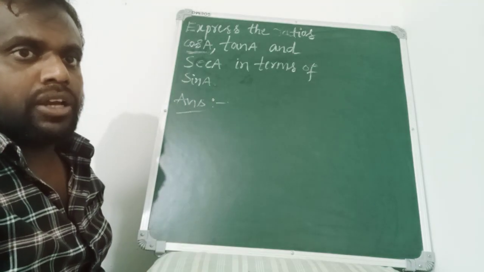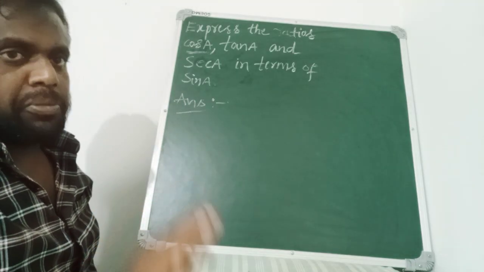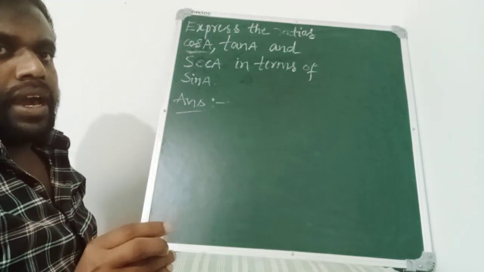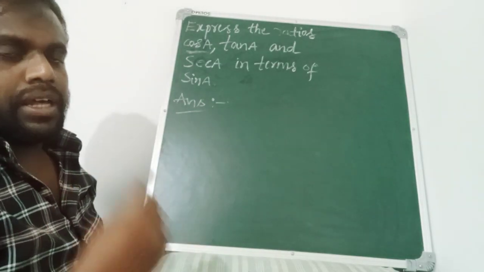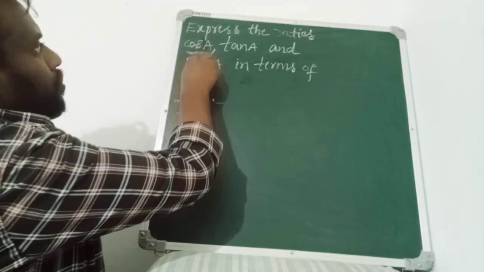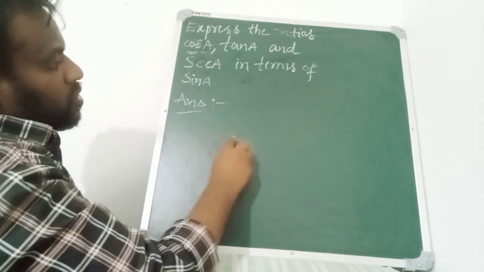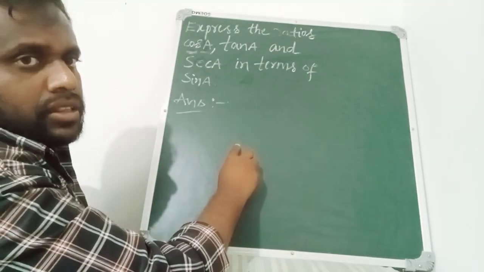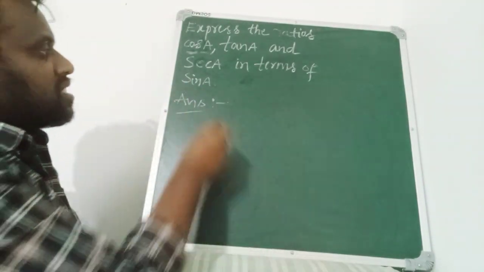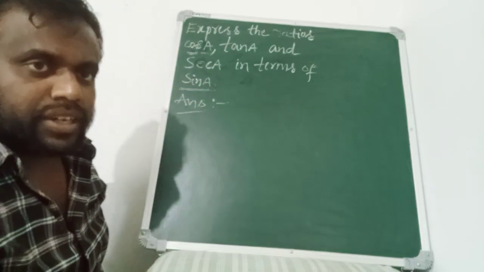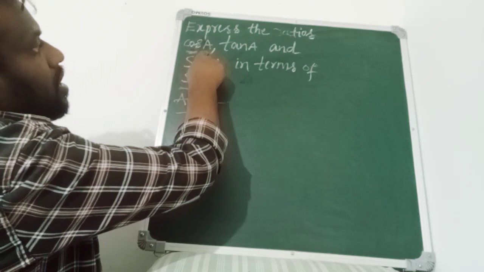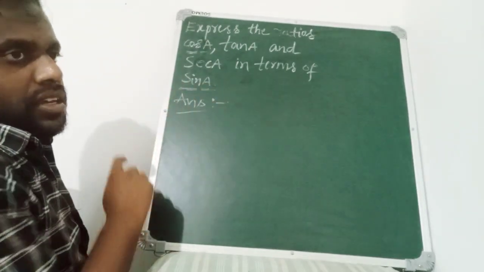Like cot, tan, cosecant should not be there. Numbers can be there: 1, 2, 3, 5, 6. And symbols also can be there, like square root and all. If you write cos A is equal to something, in this something, the only function we should have is sin A. You got it? So that's the meaning of expressing this cos A in terms of sin A.